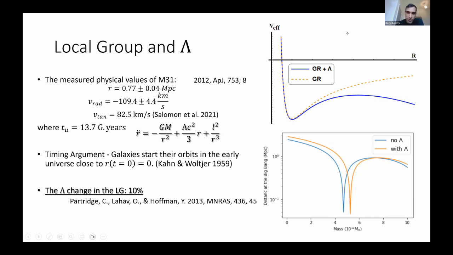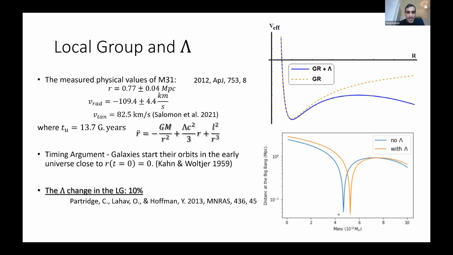This is the plot that you see here on the left-hand side, on the right-hand side. Okay, so this is the distance at the Big Bang. When the distance at the Big Bang gives you 0, you know this is actually the prediction of the corresponding mass. Okay, this is the other way around to do it.